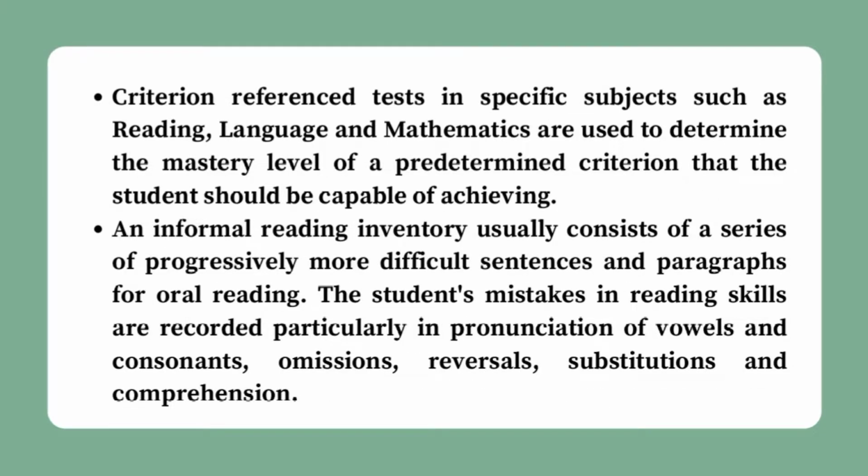Criterion reference tests in specific subjects such as reading, language, and mathematics are used to determine the mastery level of a predetermined criterion that the student should be capable of achieving. An informal reading inventory usually consists of a series of progressively more difficult sentences and paragraphs for oral reading. The student's mistakes in reading skills are recorded, particularly in pronunciation of vowels and consonants, omissions, reversals, substitutions, and comprehension.